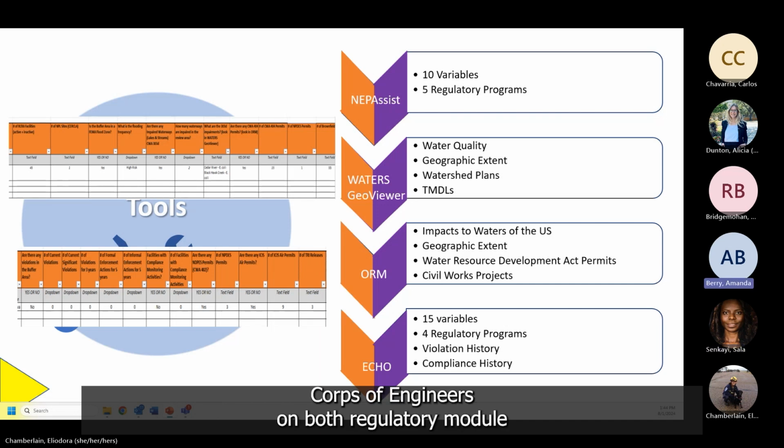ORM, or the Army Corps of Engineers OMBIL Regulatory Module, shows the CWA 404 permits within the review area, and ECHO, or the Enforcement and Compliance History Online, provides information about violations and compliance monitoring activities within the community.